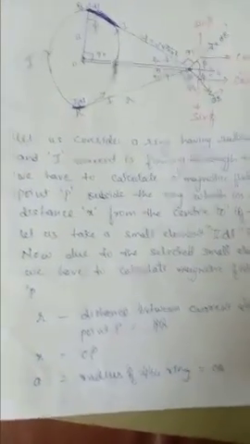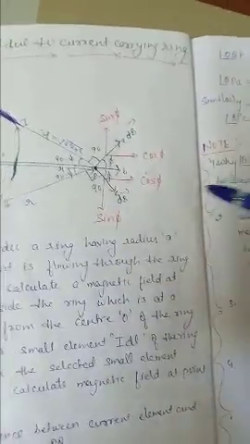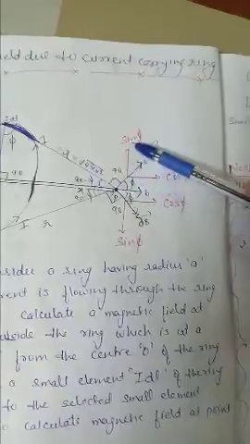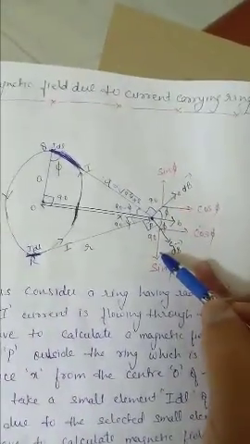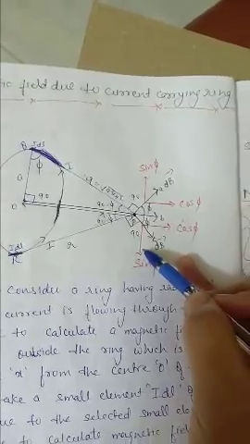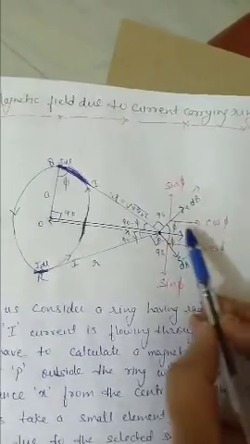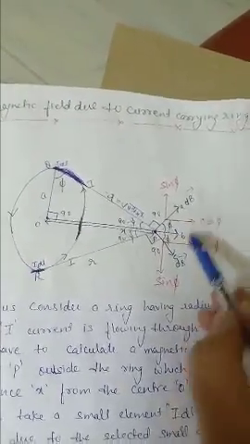So now we have to choose those components which are responsible for the magnetic field. See here, these two components are equal but in opposite directions, therefore they will cancel out each other. So the magnetic field is due to these horizontal components only.